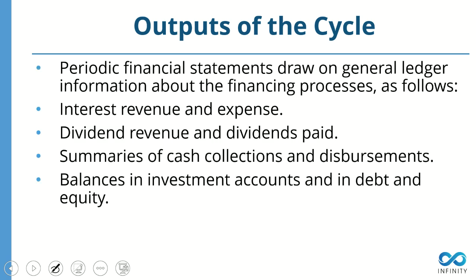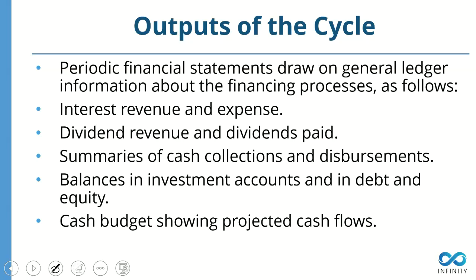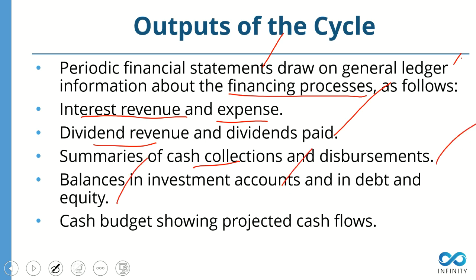And what are the outputs of this cycle? Periodic financial statements drawn on the general ledger, information about the financing process as follows. For example, how much interest revenue and expenses. How much dividend revenue you are getting or how much you are paying. Summaries of cash collections and disbursements. Balances in investment accounts and debt equity, cash budget. All this can be done in AIS.